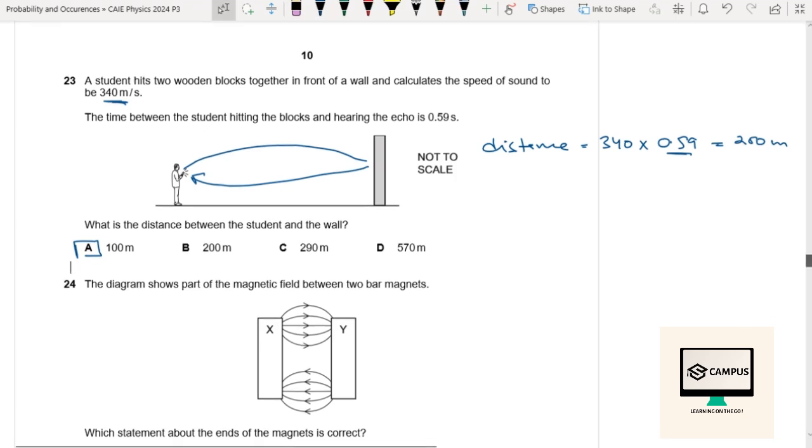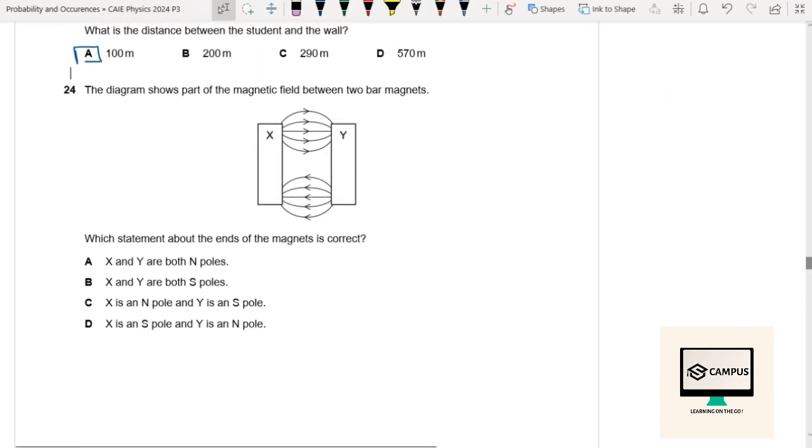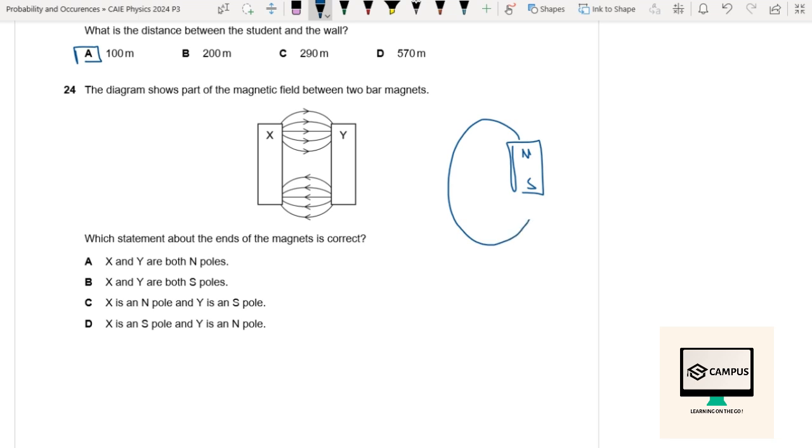Moving on, question number 24. The diagram shows part of the magnetic field between two bar magnets, X and Y. Which statement about the ends of the magnet is correct? Well, remember the magnetic field lines emanate or originate from the north side and end on the south side.